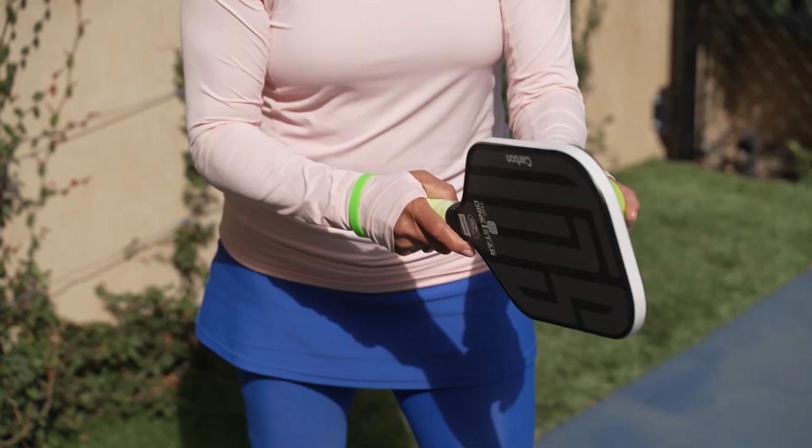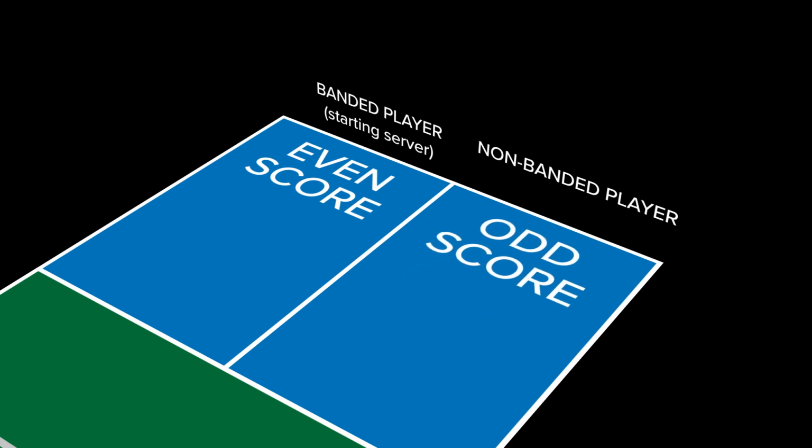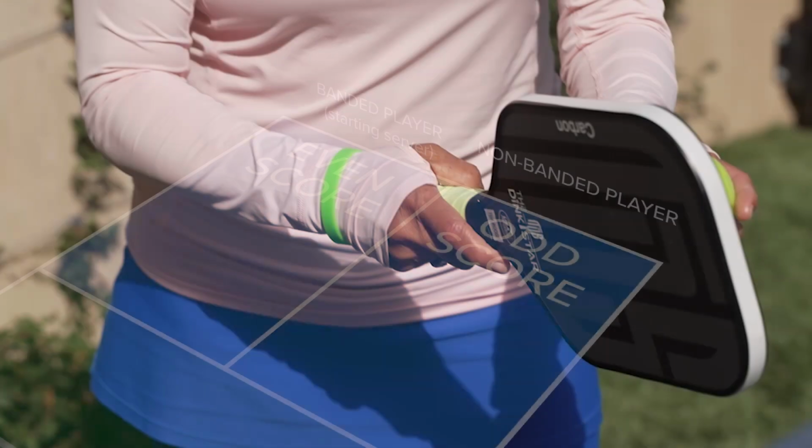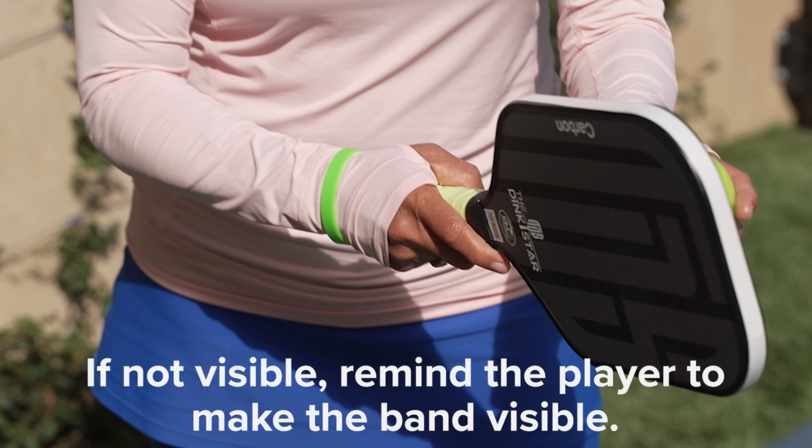The band is used to distinguish the starting server from their partner. The band also indicates the starting server as the even score player. The non-banded partner is then the odd score player. The band must be visible to the referee to determine correct positioning. If not visible, remind the player to make the band visible.